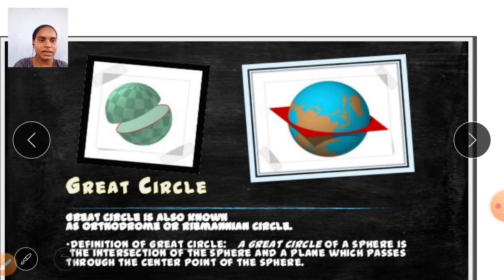So this is the great circle. Here also we have only two things, a sphere and a plane, and their intersection gives the great circle. The only concept which differs between the plane section of the sphere and the great circle is that in the plane section of the sphere any intersection of the plane and the sphere gives a circle, and in the great circle the plane passes through the sphere at the center point.